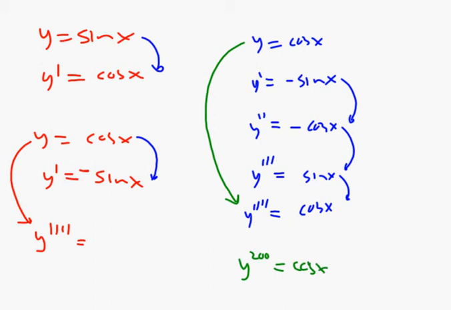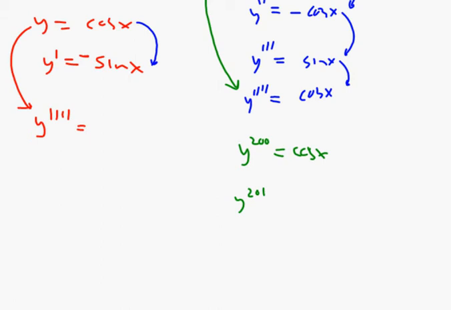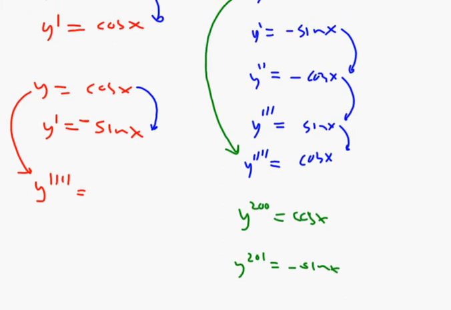And then if you were to ask things like this, what about y equals the 201st derivative? Well, it's just the derivative of the 200th derivative, and that's going to be negative sine x. But you'll notice that that's the same thing as the first derivative. And that's because if you take 200 and divide it by 4, you get a remainder of 1. Okay? So that's sort of fun stuff.